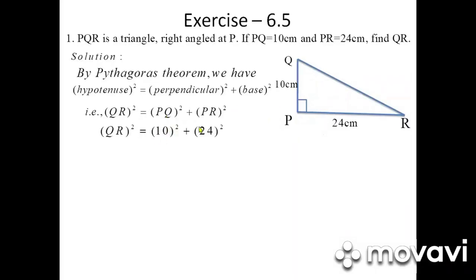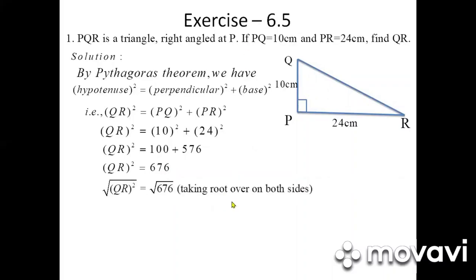Replacing BQ by 10 and BR by 24. 10 squared is 100. 24 squared is 576. So QR squared is equal to 676. Now taking root on both sides. Root of QR squared and root of 676. Here we have to find the square root of 676. By prime factorization method, we find the prime factors of 676.